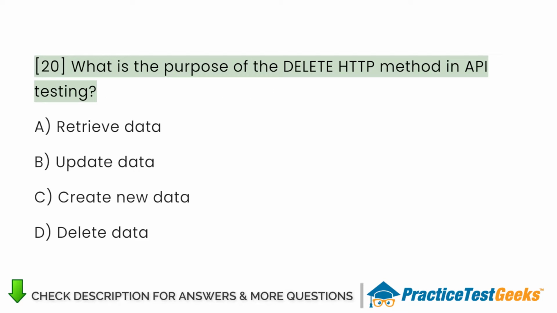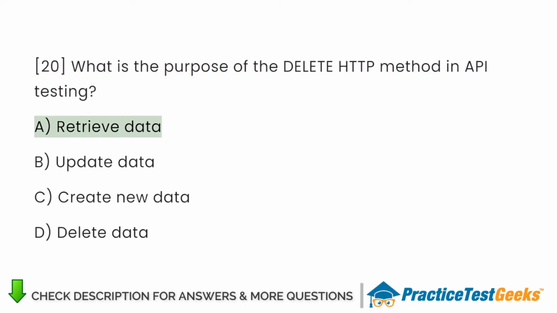What is the purpose of the delete HTTP method in API testing? A. Retrieve data. B. Update data. C. Create new data. D. Delete data.